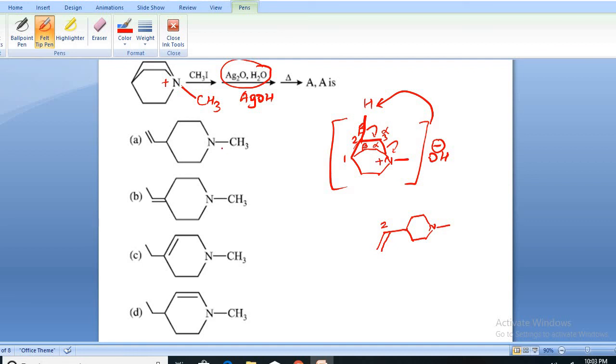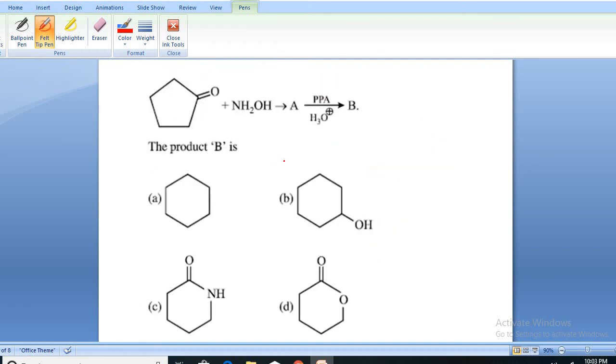So the only possible answer over here is this one, and even otherwise, the only possible less substituted alkene is this option. So this is about the Hofmann elimination reaction. Now these are the ring expansion reactions. If you could carefully work out the mechanism, obviously if you could see here, this is nothing but a Beckmann rearrangement.